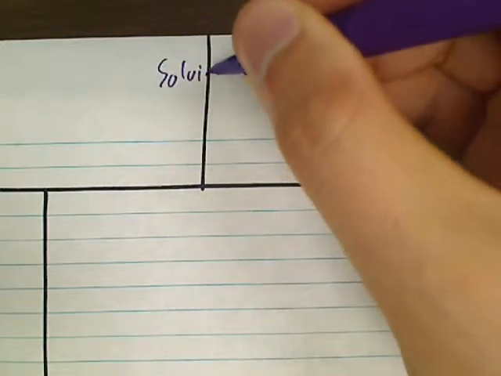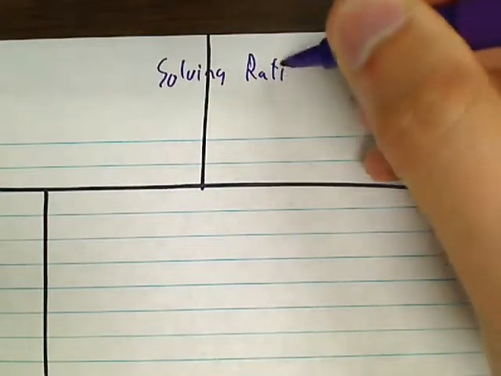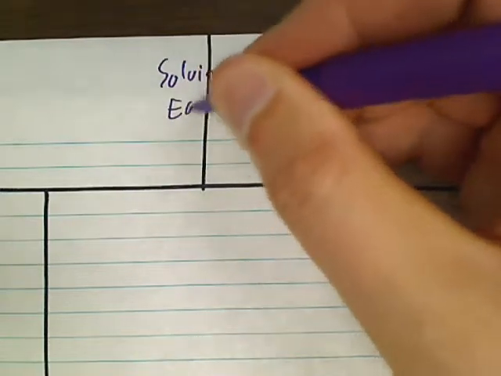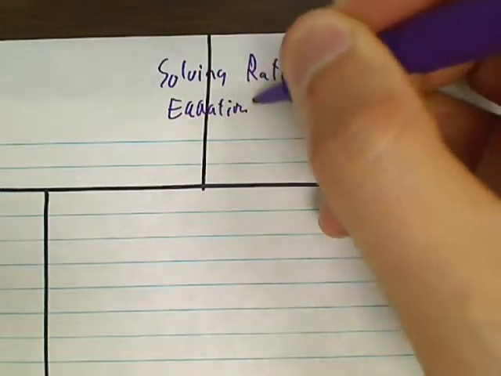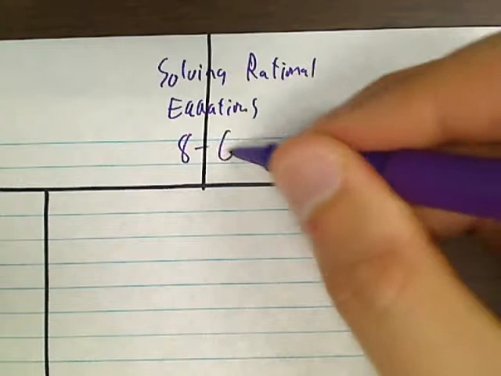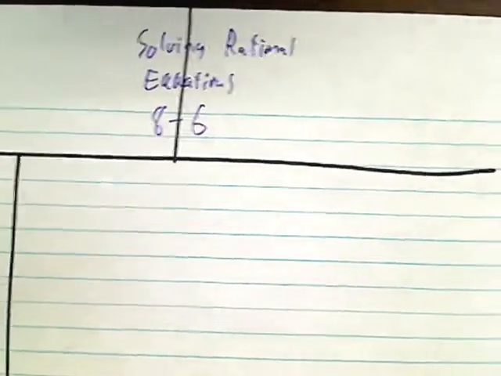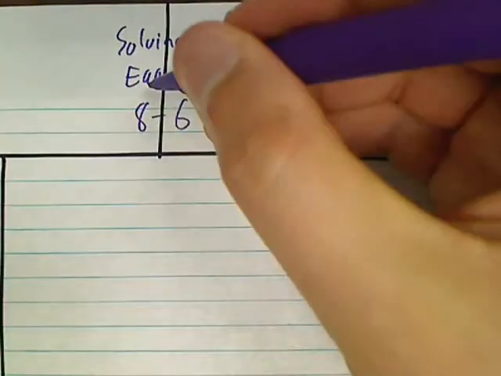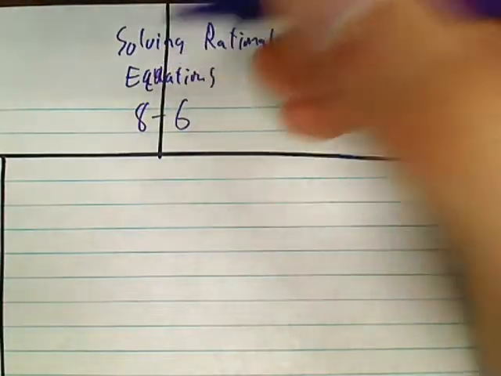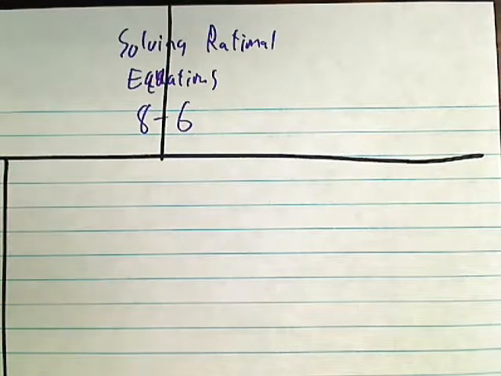Solving rational equations. Section 8.6. And rational means dealing with fractions. So solving equations dealing with fractions. And whoops, that's a Q and that's a U. Hello. There we go. So let's check this out.